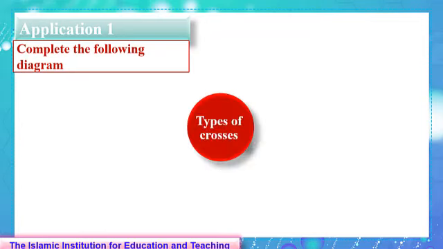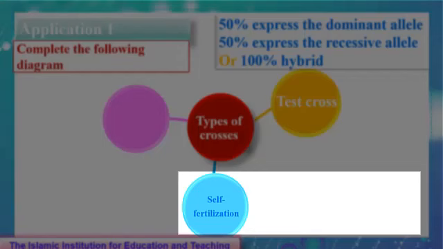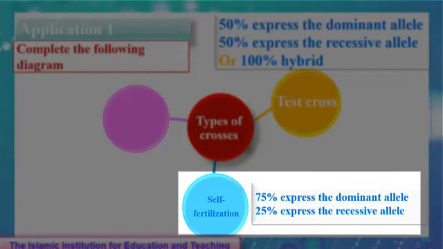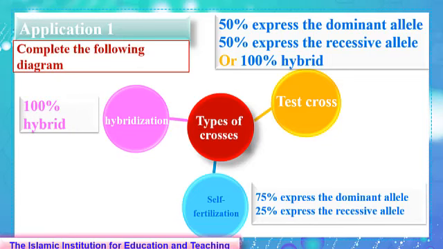Complete the following diagram, the types of crosses. This one is called test cross. Self-fertilization gives 75% expressing the dominant allele and 25% expressing the recessive allele. The remaining type of crosses is hybridization, and it gives 100% hybrid descendants or offspring. Now comes the typical exercise.